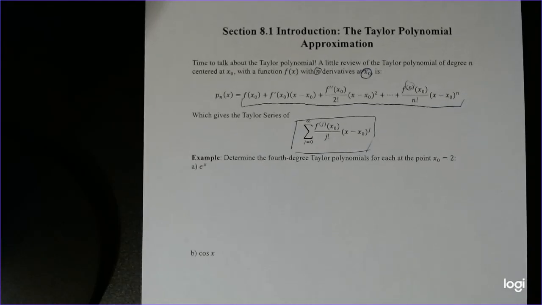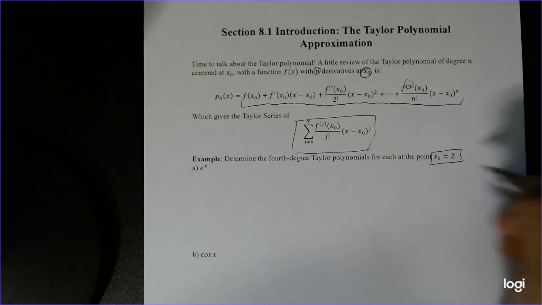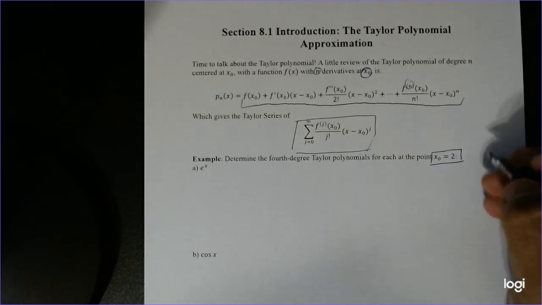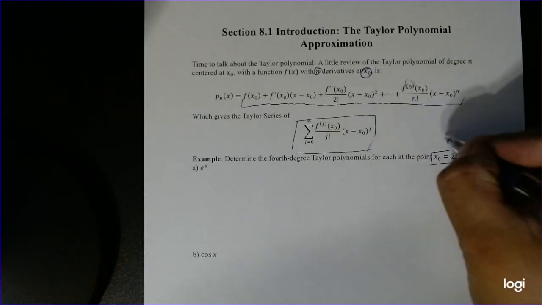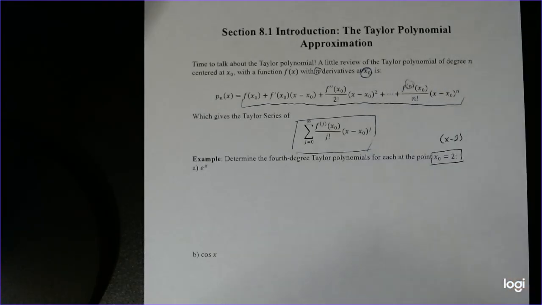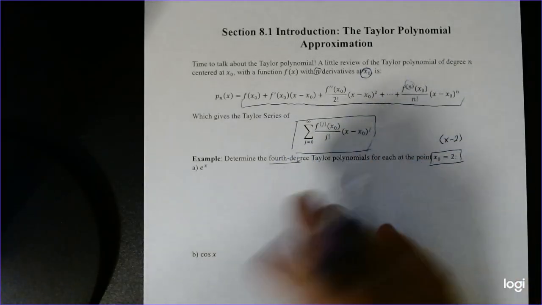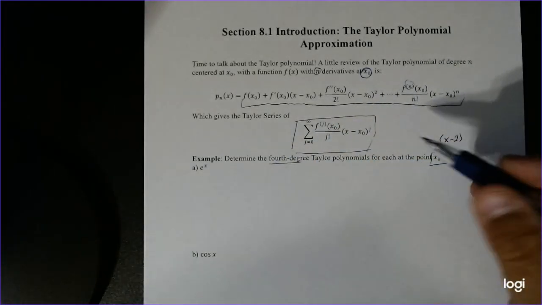So all we want to do is determine the fourth degree Taylor polynomial for each individual one at x equaling 2. So it's centered at 2. Okay? So for all these cases, it's going to be x minus 2. All right, so e to the x. So we want a fourth degree, so we have to take the derivative 4 times.